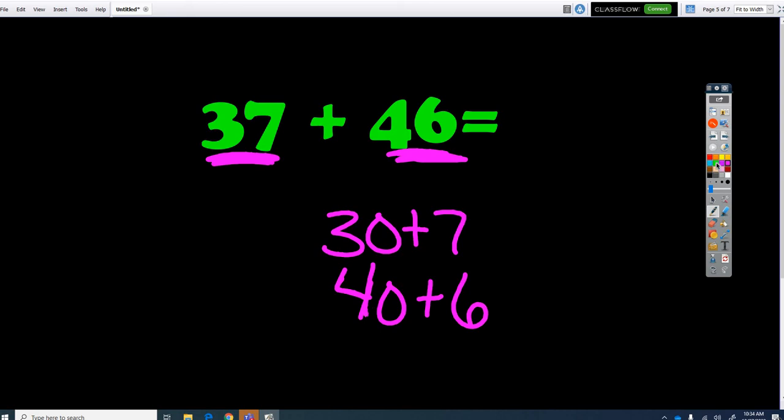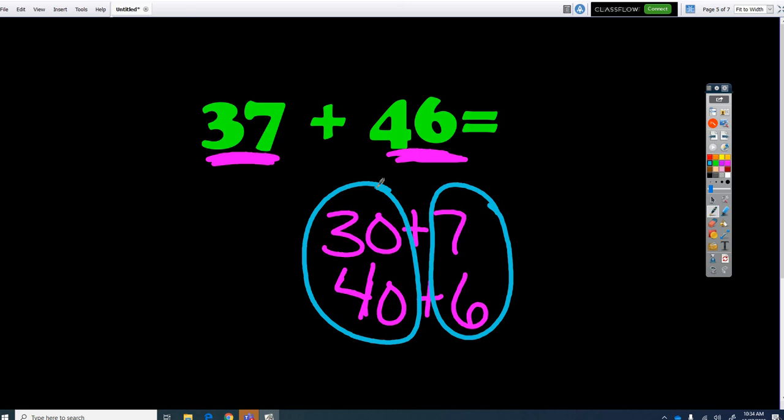No. Remember, after that, you have to add up the ones and then add up the tens. So if I add up the ones, I'd get 13 because 7 plus 6 is 13. And then if I add up the tens, I'd end up with 70 because 0 plus 0 is 0 and 3 plus 4 is 7. So I've got 70. So I have a 70 and a 13. Is that my answer? 70 and a 13?